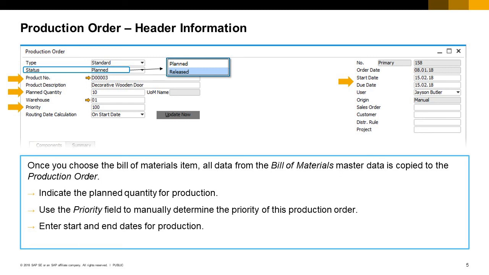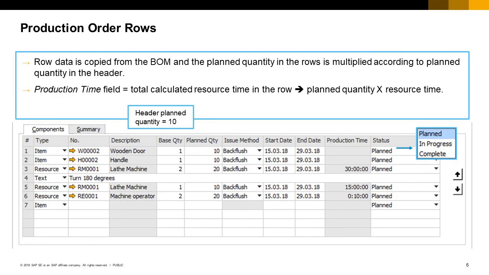Note that header information is also used as a basis or default for the production order rows. Let us examine the production order rows in the next slide. You can see that row data was also copied to the production order, but changes can still be applied. Use the arrows on the right to define the correct sequence of the rows or change data in the rows. The production time field indicates the total calculated resource time in the row. The base quantity was copied from the BOM and the planned quantity was calculated according to the header planned quantity that the production manager entered.